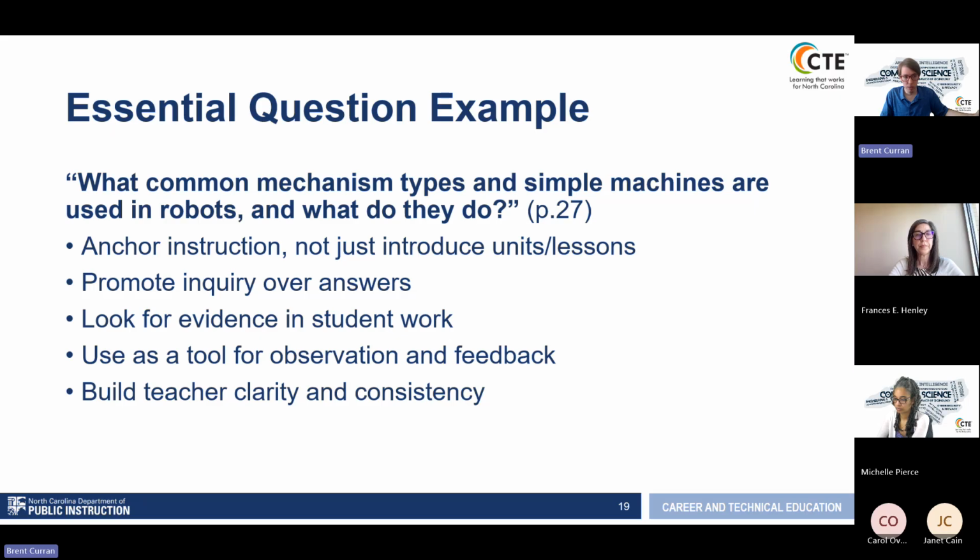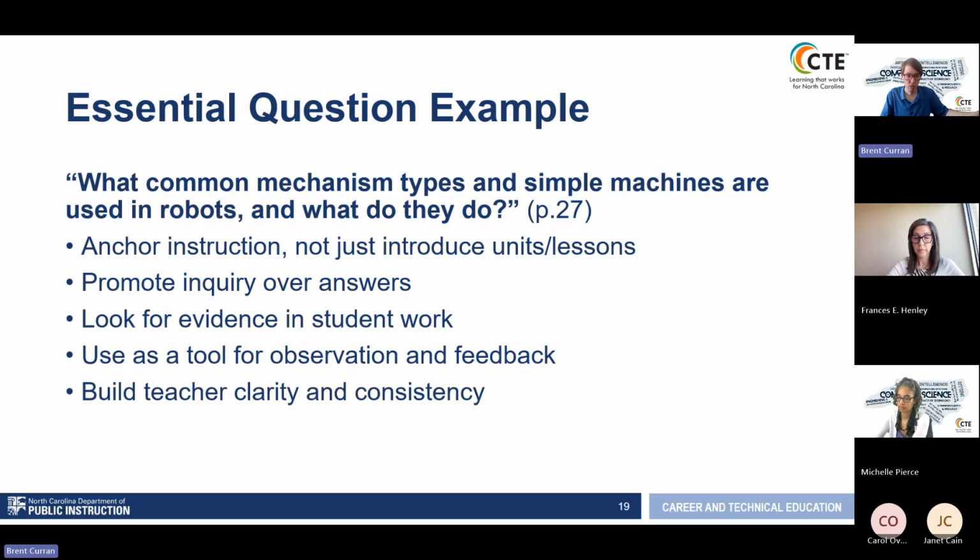So in our curriculum guide, there are about 22 essential questions over the entire course. How can leaders support use of essential questions? So we have a sample essential question here. What common mechanism types and simple machines are used in robots, and what do they do?